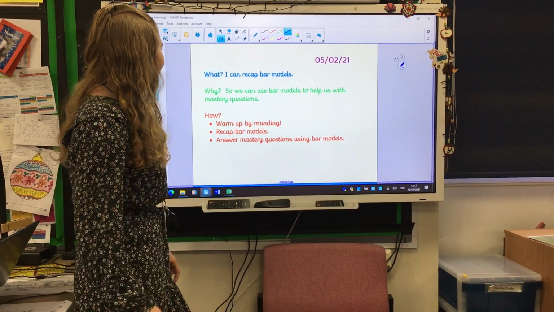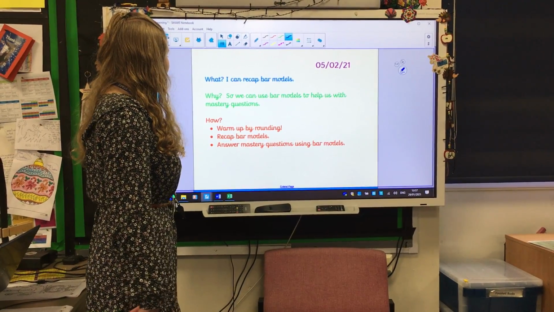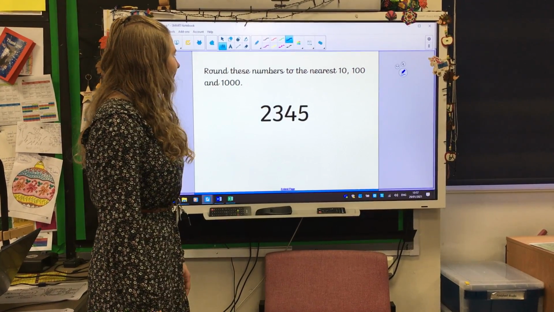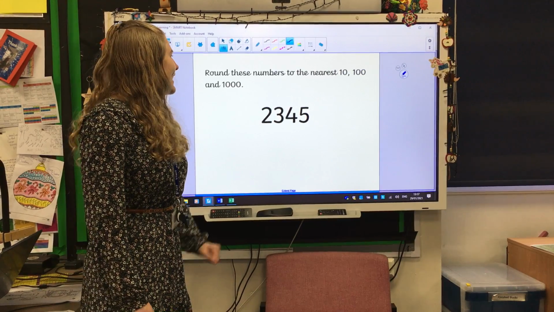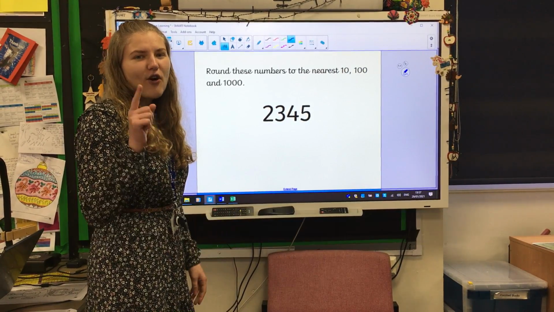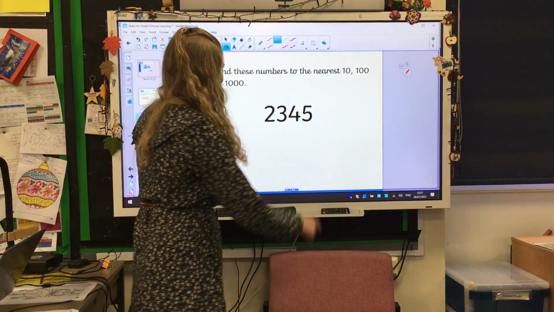But alas, today we are looking at bar models. So we have done a little bit of work on bar models, but we're going to do a bit more. So warm up our brains, as we have been every other day. Can you round this number to the nearest 10, 100 and 1,000? Off you go. Okay, let's go through this then.